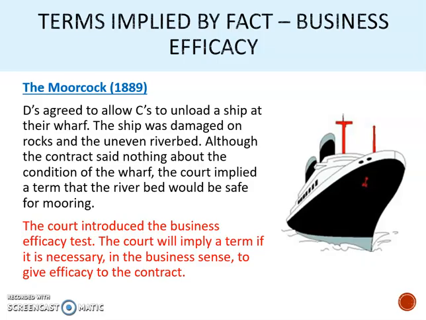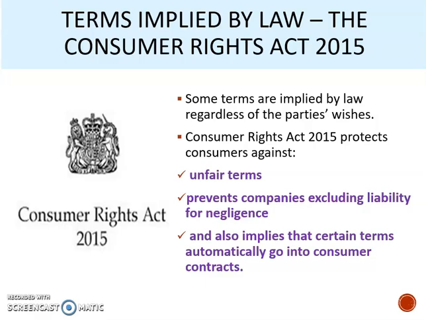Let's go on to consider the second type of implied terms, which are terms implied by law. And specifically, we're going to be looking at the Consumer Rights Act here. The Consumer Rights Act implies terms into contracts regardless of the parties' wishes, in order to protect consumers against unfair terms, preventing companies excluding liability for negligence, and also to ensure that things automatically go into consumer contracts which are necessary, such as goods being of satisfactory quality.